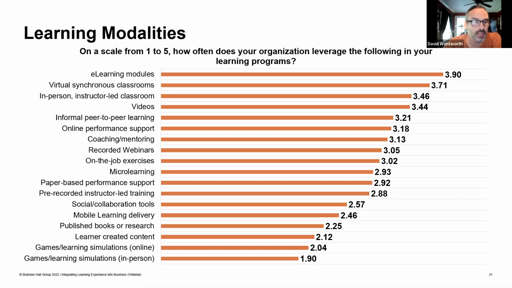But it just gives you a sense of all the different things that are being used. And you even get down to simulations and games. Yeah, they're maybe low on the numbers list, but obviously games are not something you're going to use all the time for everything.